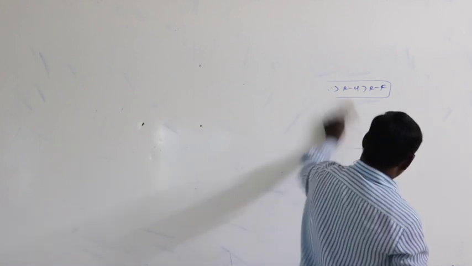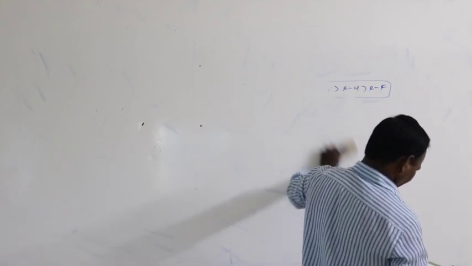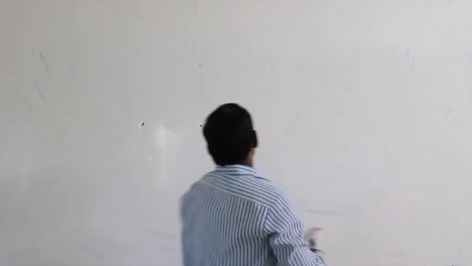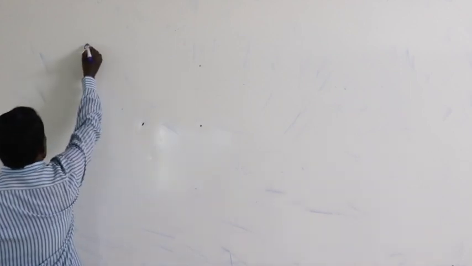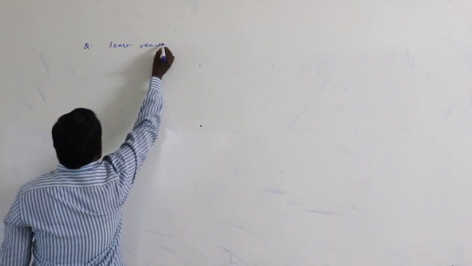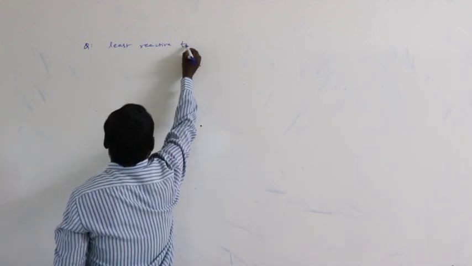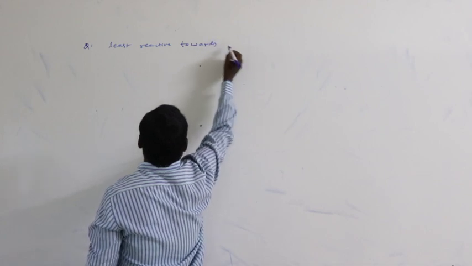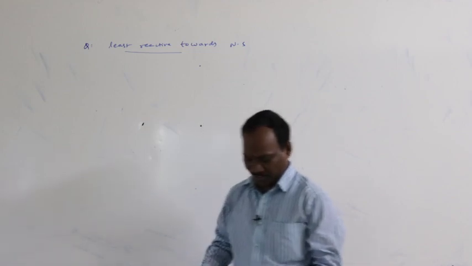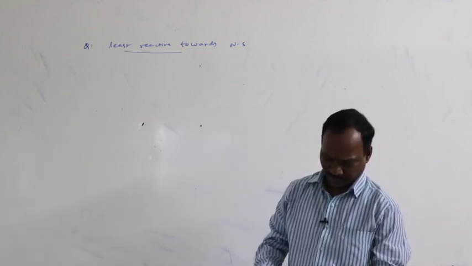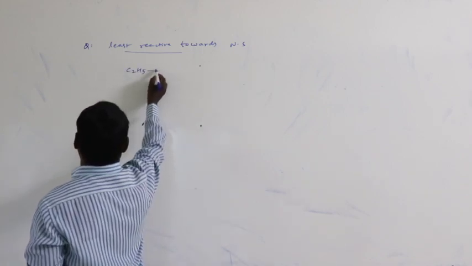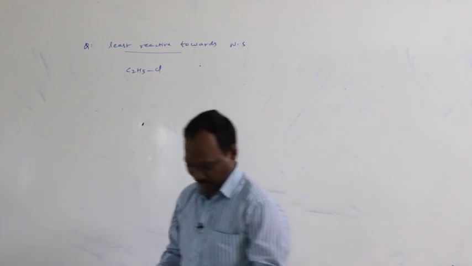Right. Next question is, which of the following will be the least reactive towards nucleophilic substitution? Which of the following compound is least reactive towards nucleophilic substitution reaction? First option is ethyl chloride, C2H5Cl.